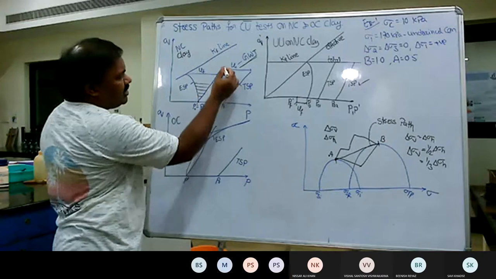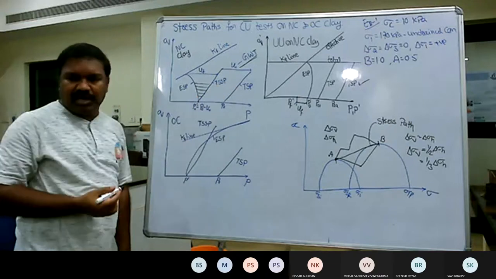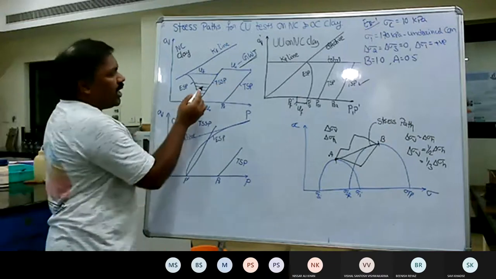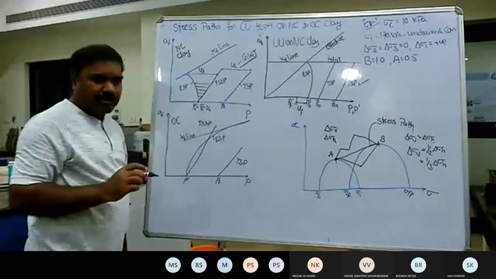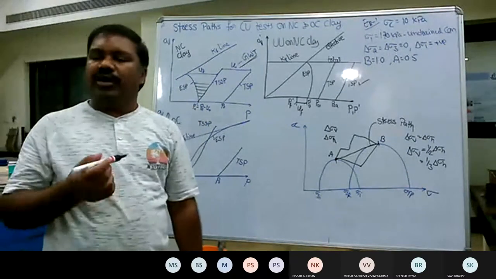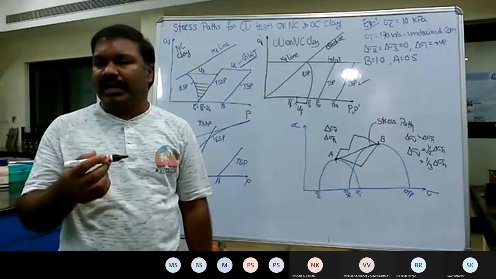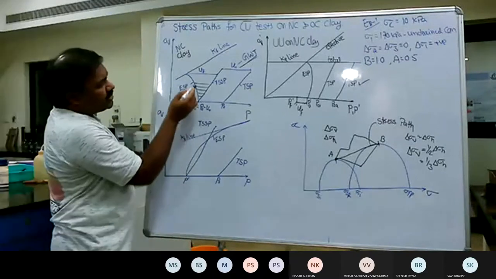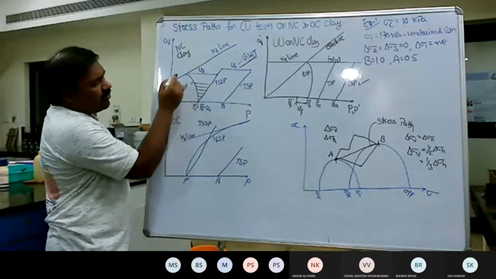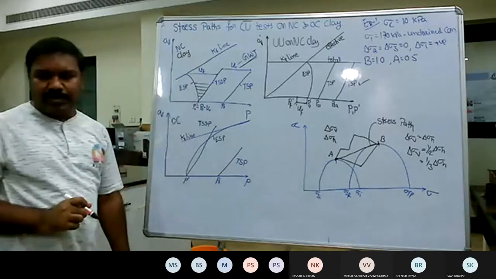So this is the initial condition. The TSSP is the initial condition of the soil sample. And this non-linear line indicates the effective stress path. It indicates the way in which the water is getting expelled from the soil sample. So the other way around, we can understand how the water is getting expelled from the soil sample.